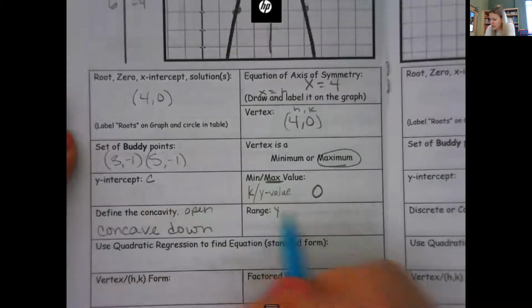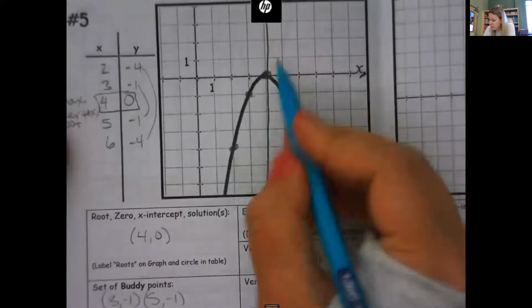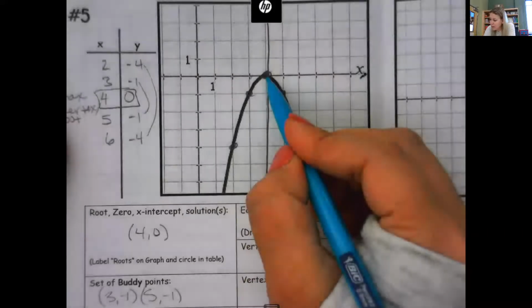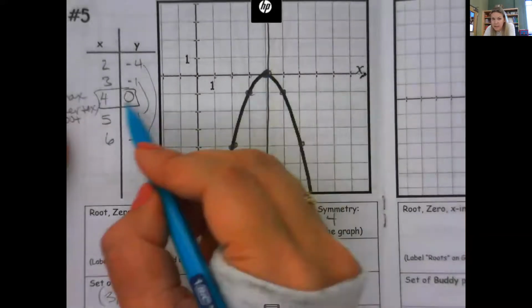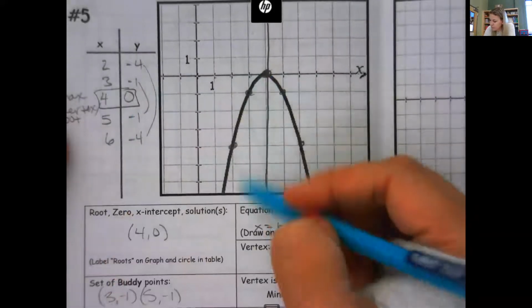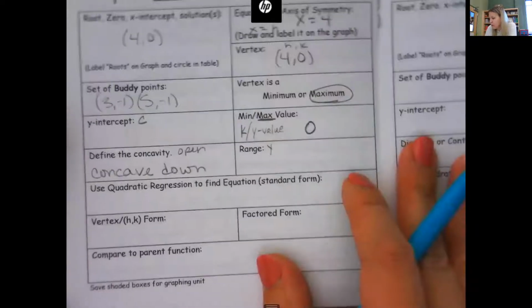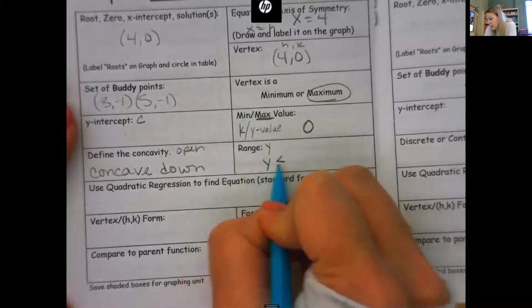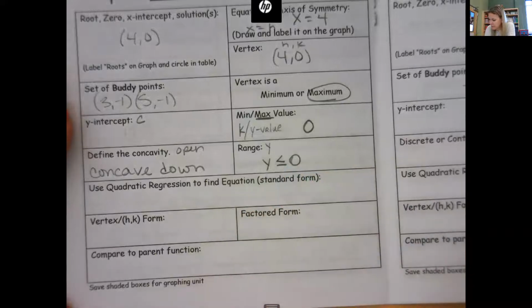All right, the range. Remember, this is your y's. So our highest y is in fact 0. We can see it here as well. And it's all of the y's below that. So we can write negative infinity, or we can just say y less than or equal to 0.